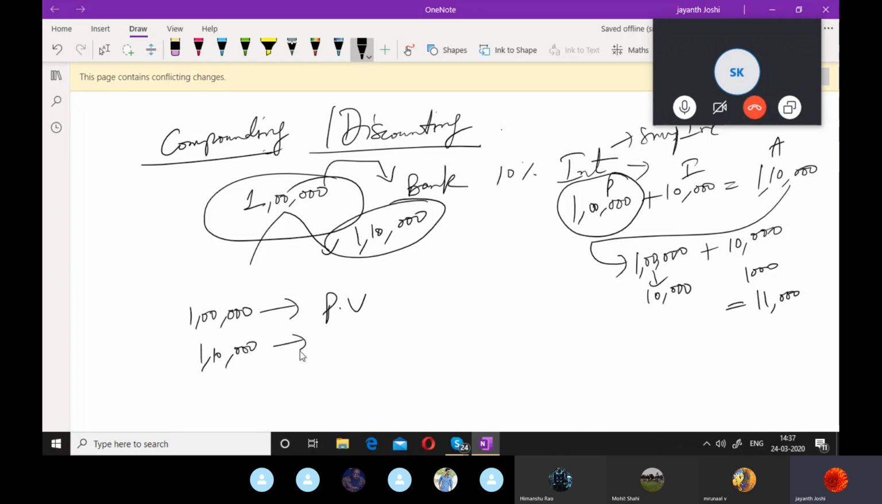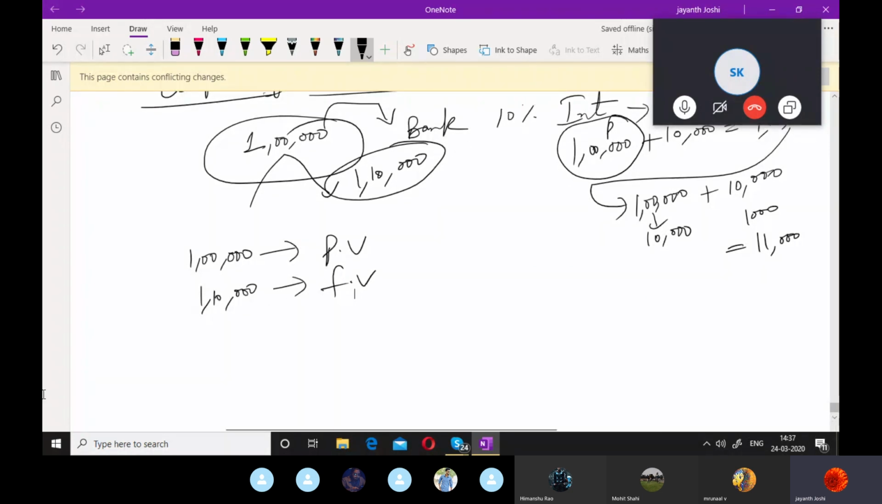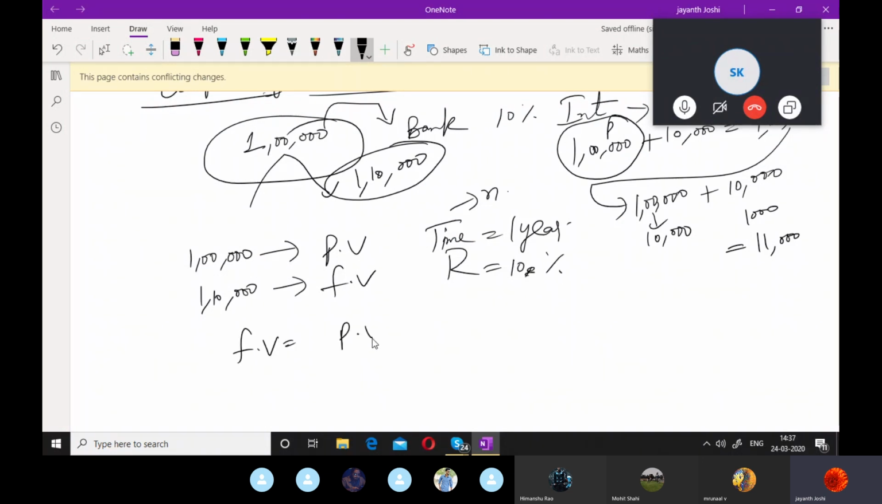1,10,000 you have for the future. This is called the future value. For the simplicity of the explanation, I am not going for 5 years, 6 years. I am just keeping it restricted to 1 year. So time period is 1 year, and that can be termed as n. And rate is 10%, which I gave you in the question. So future value would be present value into 1 plus r whole power n. This is called compounding.